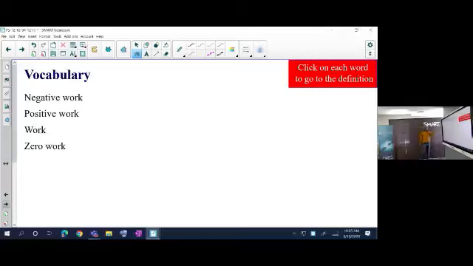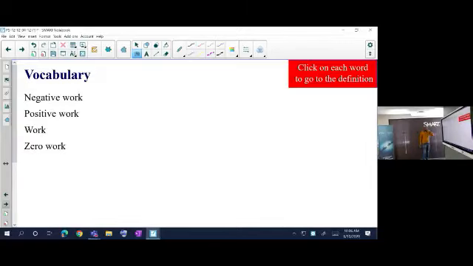When it comes to negative work, energy has been removed. The energy that has been applied to a certain object, so that it covers a certain distance or displacement, is removed; it can be transferred to heat or transferred to sound. When it's negative, you have to put a minus sign to show that this is negative.